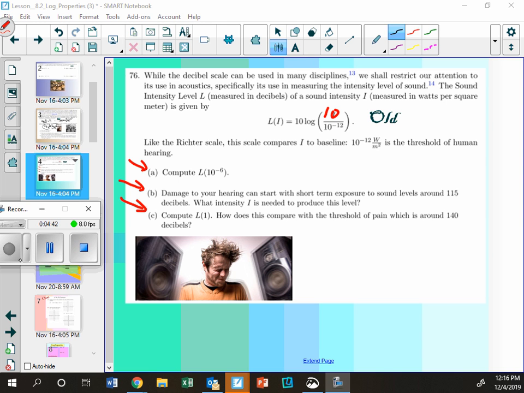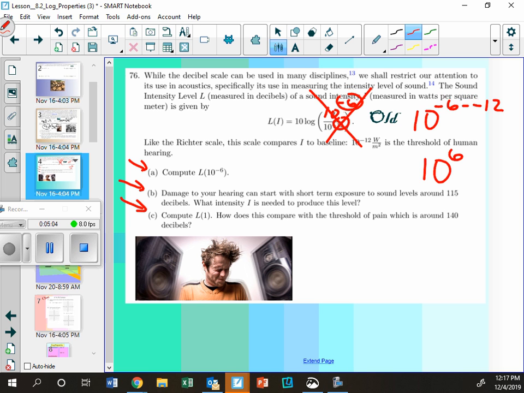All right. Did you figure out that you'd put in 10 to the negative 6, and that when you have exponents like this, you subtract them? So that's 10 to the negative 6 minus negative 12, which makes 10 to the 6th. So all of this simplifies down to 10 to the 6th. So it's 10 times log, and I always say if there's no base, you should put in the base.